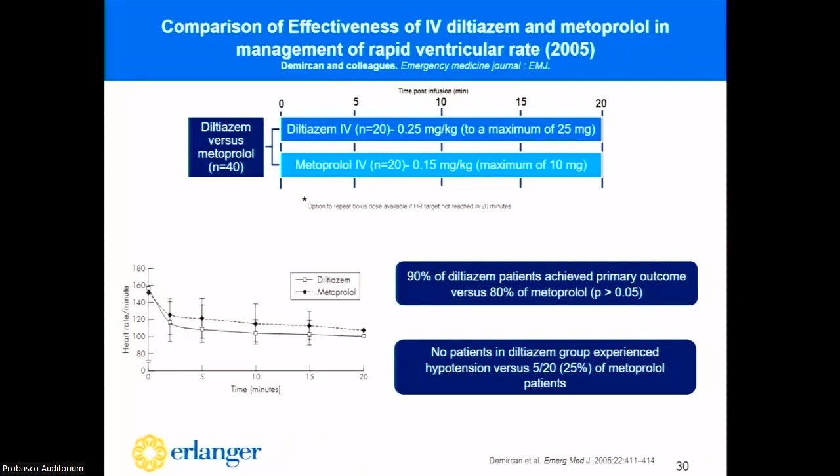In the bottom left, you see their plotted heart rate control over time comparing diltiazem and metoprolol. And really what they found was that there was not a significant difference between groups in this study. So 90% of diltiazem patients achieved the primary outcome of heart rate control compared to 80% of the metoprolol patients. Also saw slightly higher reports of hypotension with the metoprolol group compared to the diltiazem group.